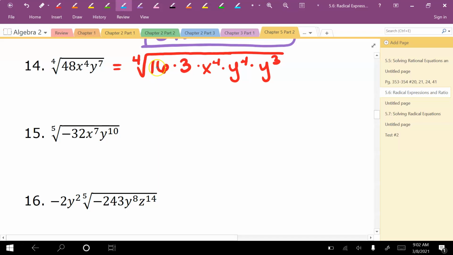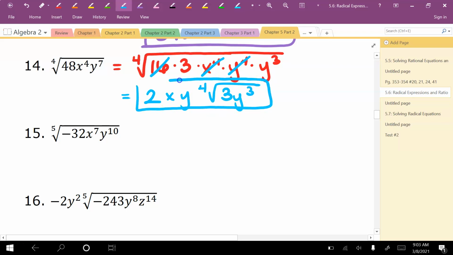Okay, so the fourth root of 16 is going to be 2. Can't do anything with the 3, so I'm jumping over here to my letters now. X and y are both going to do the same thing because they both have 4's as their exponents. So it's just going to become x and a y. And then the 3 and the y to the third have to stay underneath that fourth root. Okay, I'll let you guys try 15.